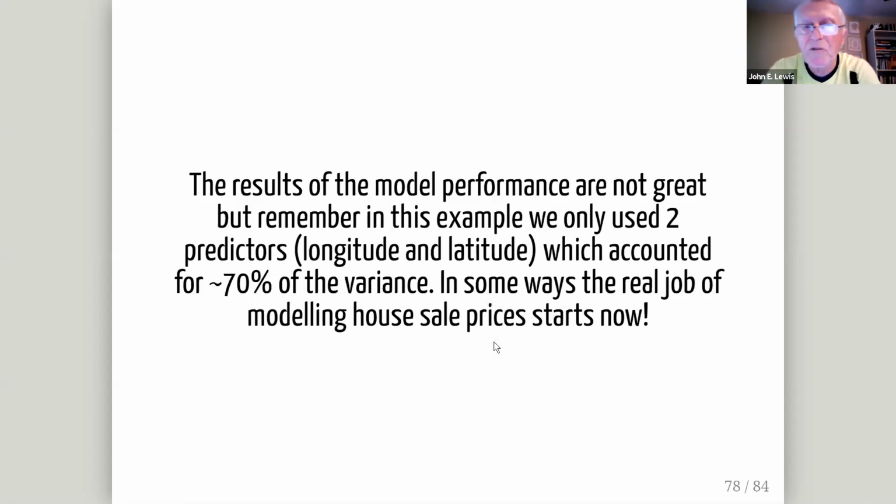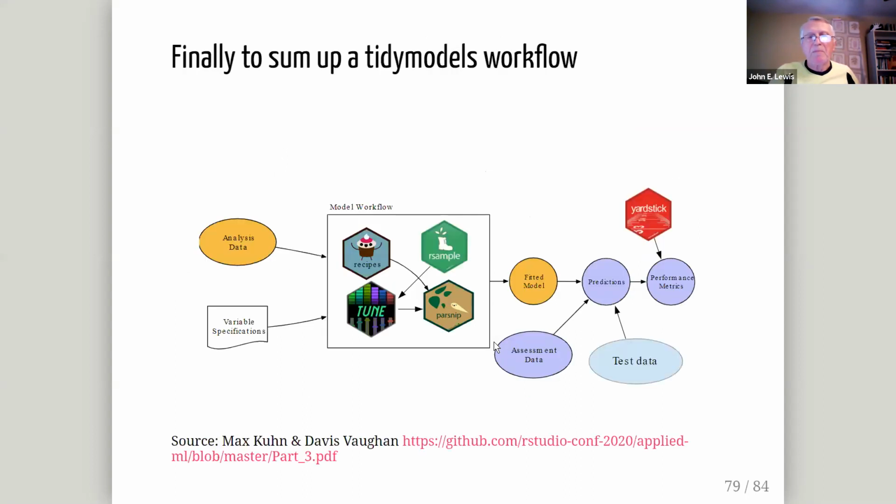Now, the results of the model performance, in my estimation, are not great. But remember that we've only used two predictor values, and these, longitude and latitude, are really surrogate information for a lot of the other predictors that you saw at the outset. But in some ways, as I say here, the real job of modeling house sale prices starts now. And I will talk a little bit about that in just a moment.